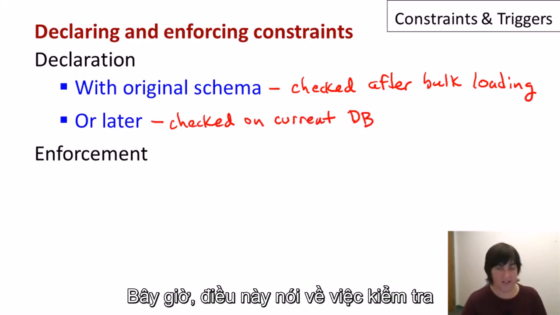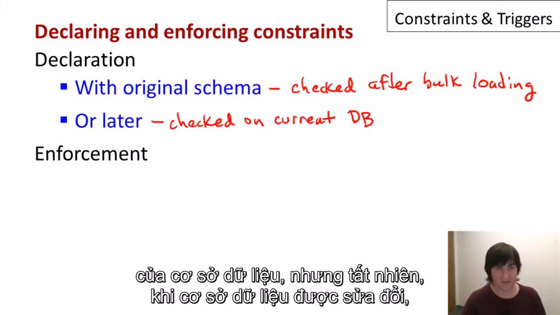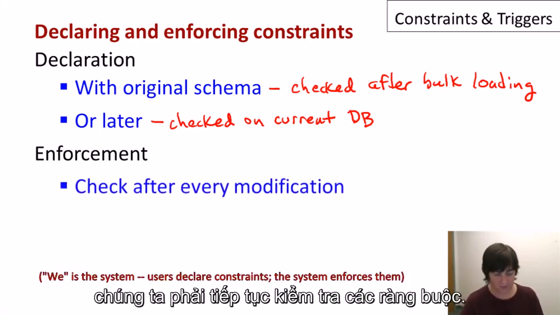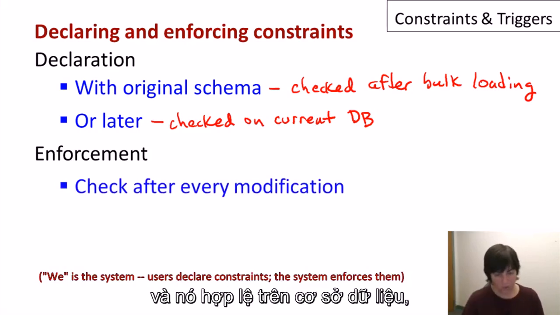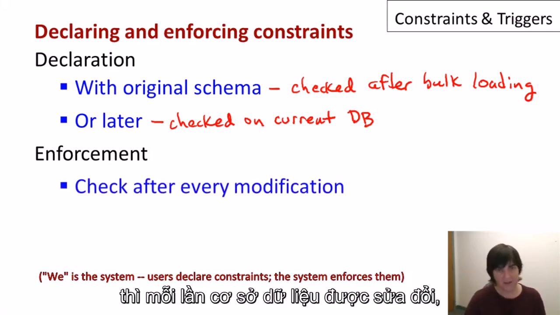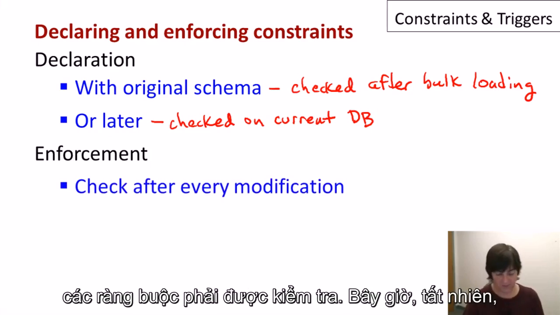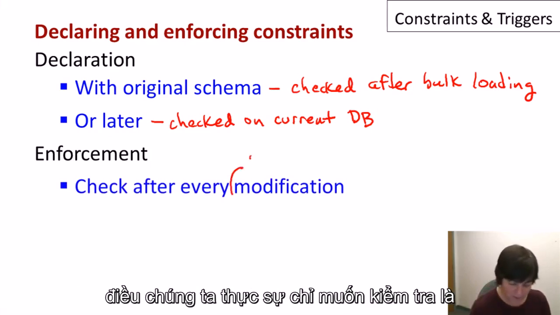Now, this talks about checking constraints on a single state of the database, but of course, as the database is modified, we have to continue to check constraints. So the idea is that once a constraint is in place and it holds on the database, then every time the database is modified, the constraints have to be checked. Now, of course, what we really only want to check is dangerous modifications.